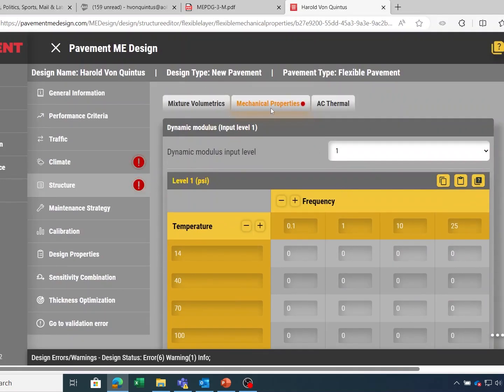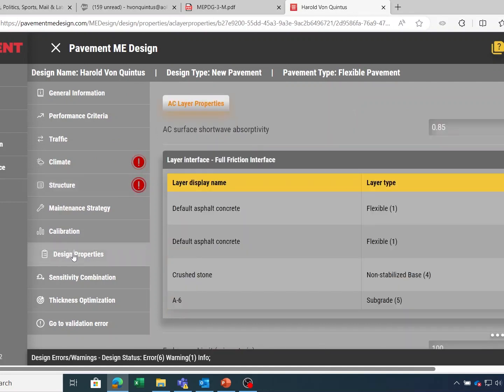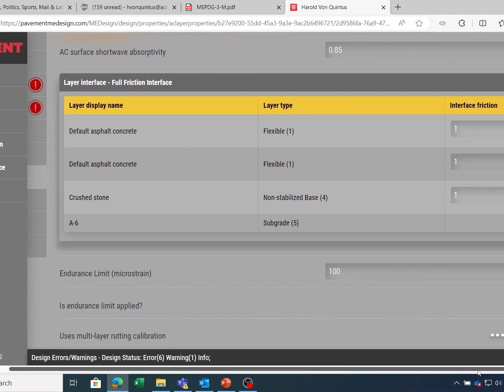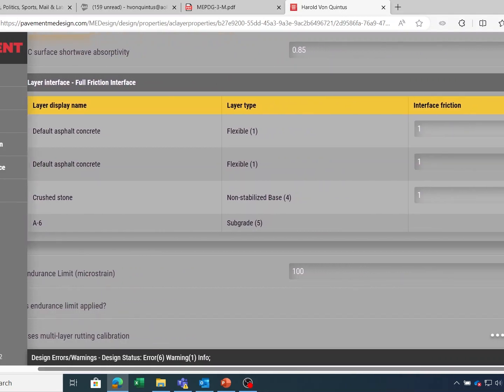Okay, so the other items under the mixture properties, there are design properties tab or folder, design property folders that include the asphalt mixture properties, which we'll cover in the presentation. One is the endurance limit, and the endurance limit, if that's applied, then the user typically enters an endurance limit for the specific mixture.